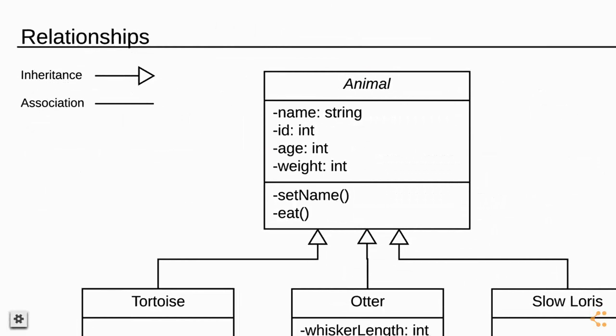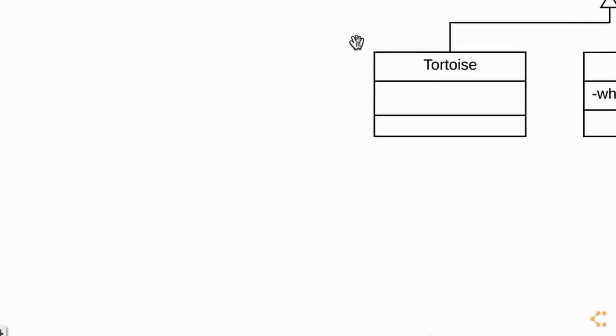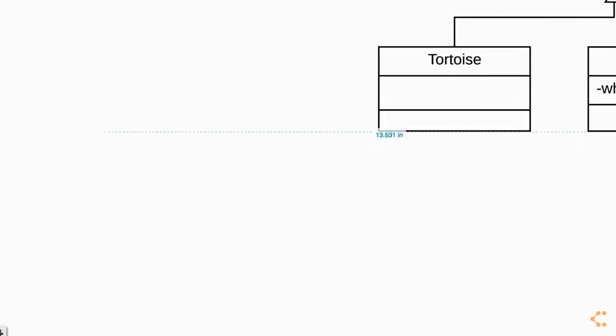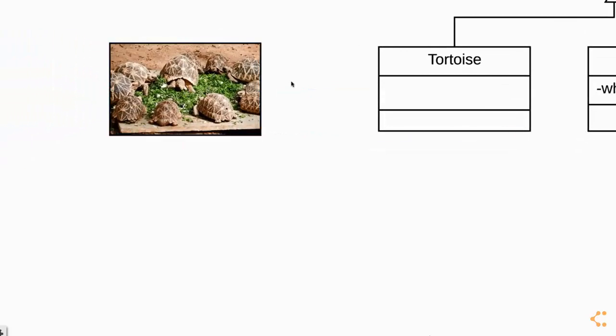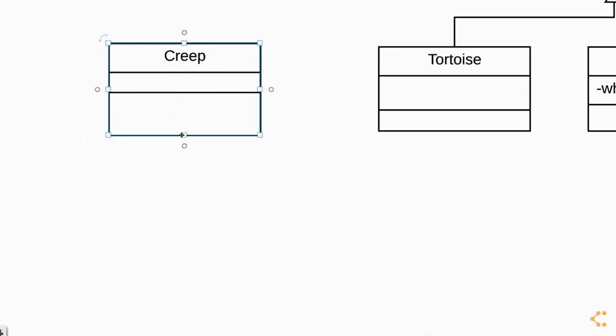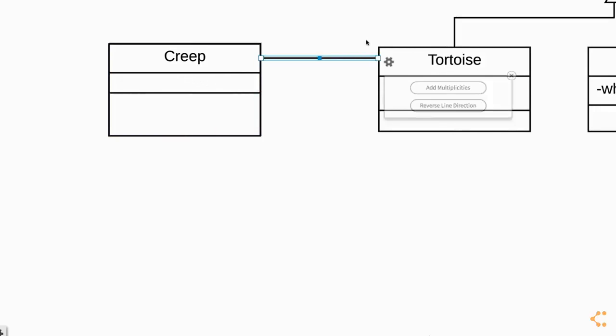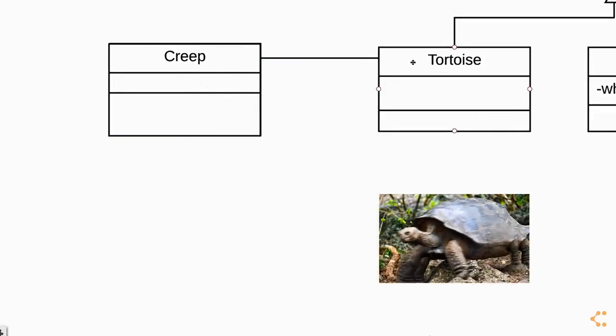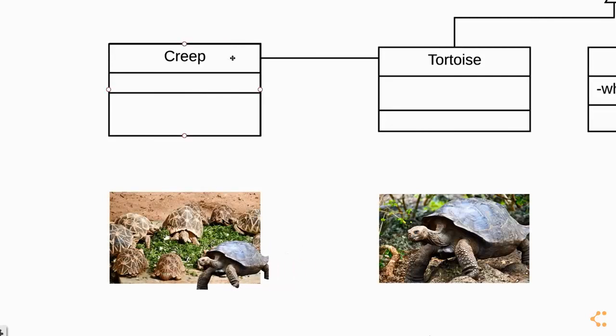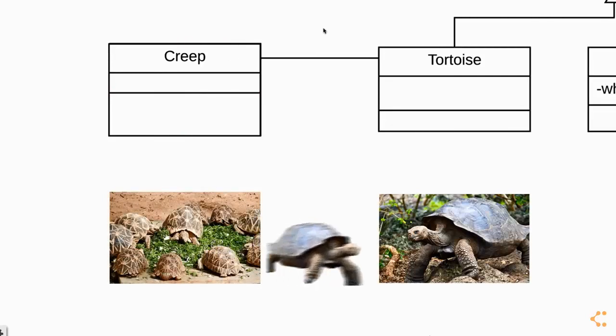The next type of relationship is aggregation. It's a special type of association that specifies a whole and its parts. So to continue with our zoo example, again, this is just to help explain the logic, let's create a new class for a group of tortoises. A group of tortoises is called a creep, and that's pretty cool. So here's our creep class, and it's got a relationship with tortoise. Any of our zoo's tortoises could be part of a creep, but they don't have to be. A tortoise could leave the creep at any point and still exist on its own.